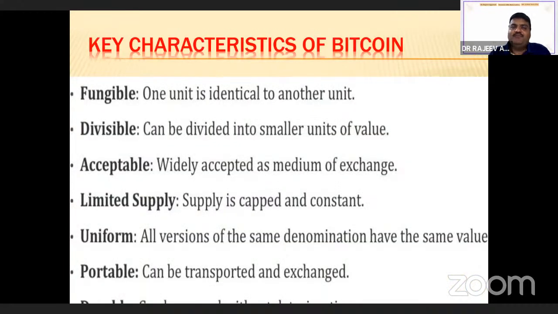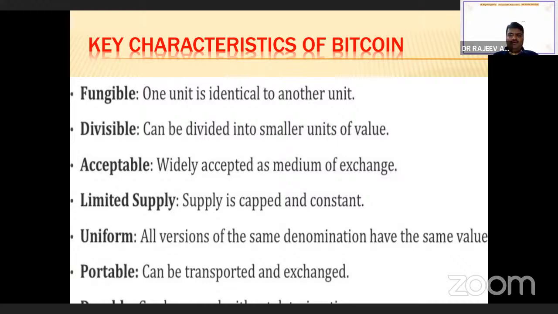So what are the benefits of Bitcoin? It is fungible. One unit is identical to another unit. A rupee is not identical to a dollar: $1 is equivalent to 83 rupees. But each Bitcoin is equivalent to another Bitcoin. It is divisible. You can make multiple minute parts of the same currency. It is acceptable worldwide. It has limited supply, and that is the reason why it has become more important.